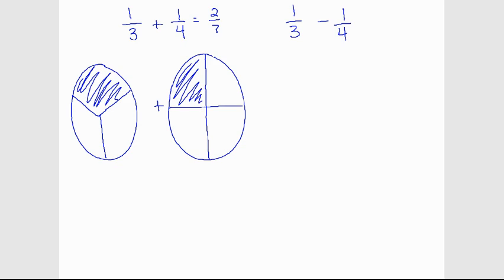The problem with this is it becomes an apples to oranges comparison. I do not have the same size equal parts in both circles. A third is bigger than a fourth. So I'm adding an apple to an orange and saying I have 2 apples, is kind of like what that's saying. So this is where we need to figure out a least common multiple.